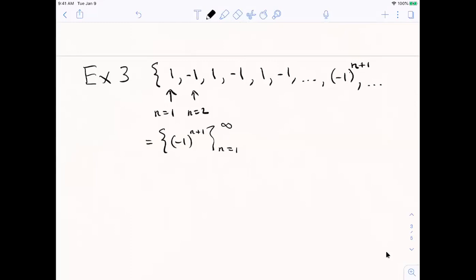Because now when n is 1, n plus 1 is 2, and that gives me the sign plus, and then they're going to alternate. So my formula for my nth term in this case is -1 to the n plus 1, and I'm letting n go from 1 to infinity. Cool. So the question is, what's the plot?